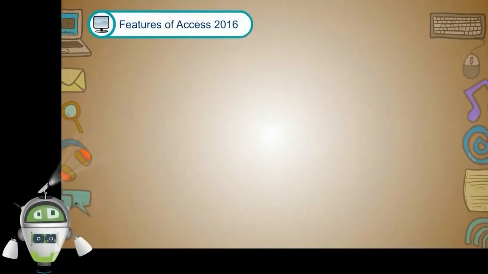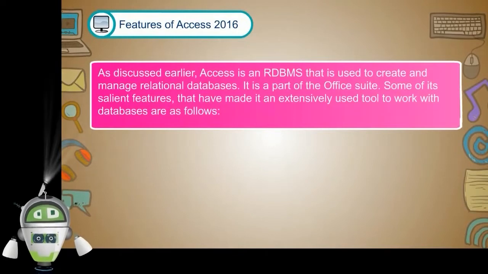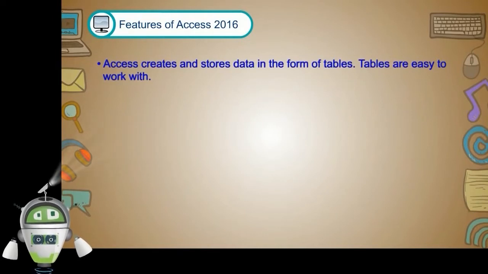Features of Access 2016. As discussed earlier, Access is an RDBMS that is used to create and manage relational databases. It is a part of the Office suite. Some of its salient features that have made it an extensively used tool to work with databases are as follows. Access creates and stores data in form of tables. Tables are easy to work with.